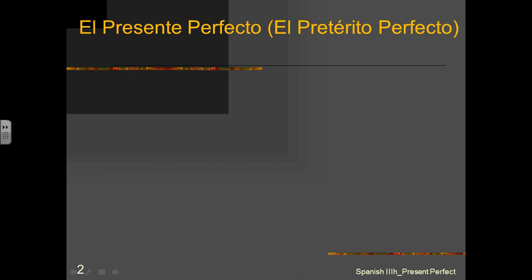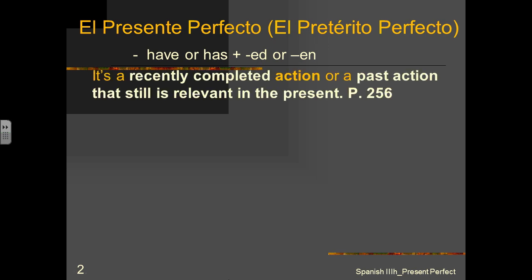El presente perfecto equals have or has plus ed or en in English. It's a recently completed action or a past action that is still relevant in the present. Okay? Pueden buscar más información en la página 256 en el libro. So how do you form the present perfect? We're going to talk about this first, and then I'm going to show you some uses for it.